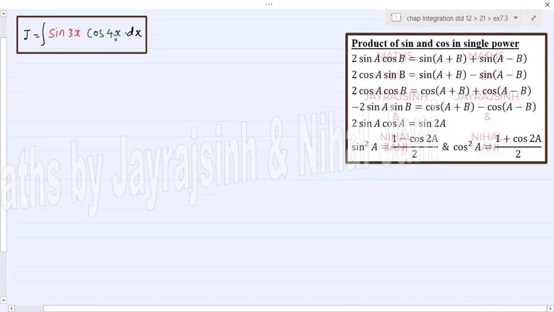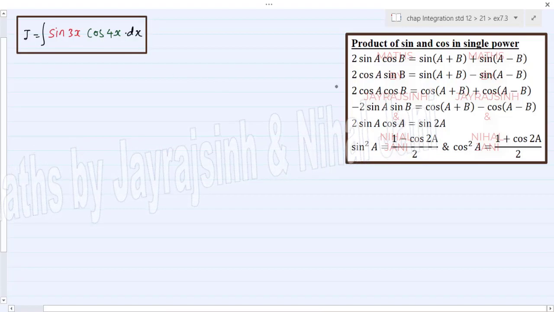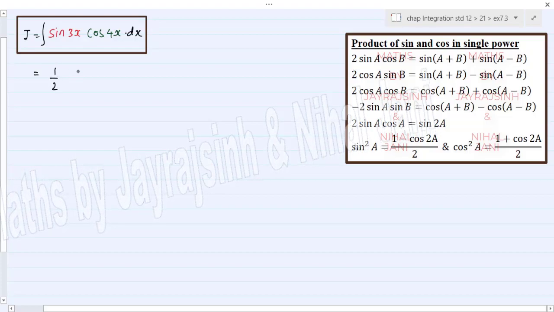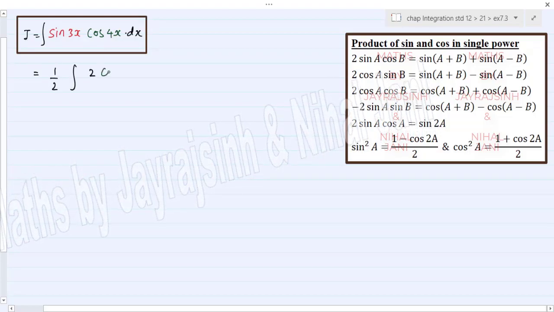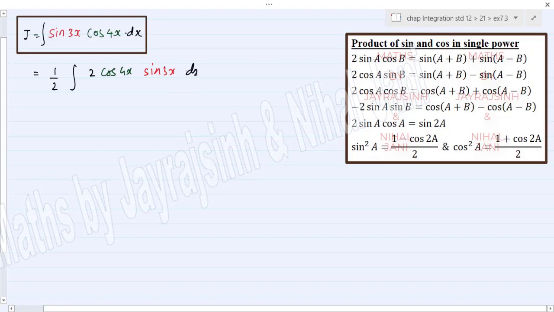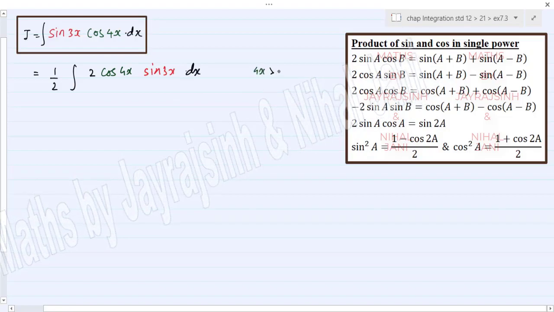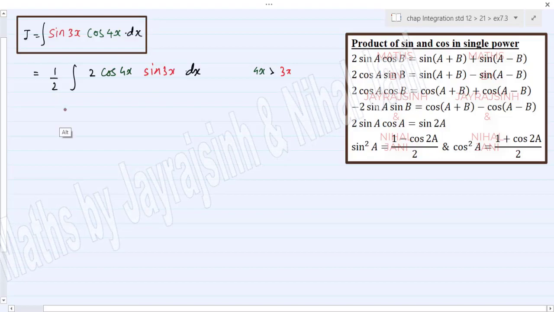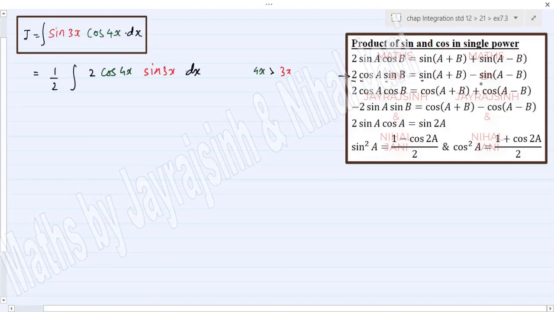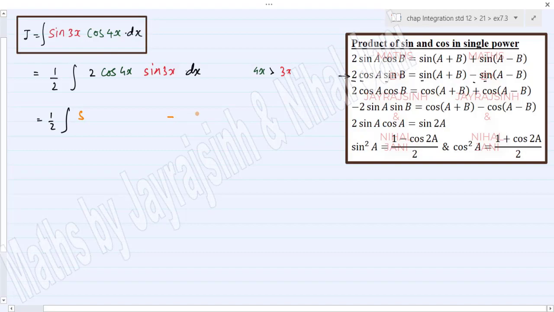Here we have to integrate sine 3x into cos 4x. So to get one of this form, let's multiply and divide by 2. So here we'll get 1 by 2 integration of 2 into cos 4x into sine 3x, because 4x is greater than 3x. Okay, now this is the second form. So let's apply the formula of 2 cos A sin B is equal to sin (A plus B) minus sin (A minus B).